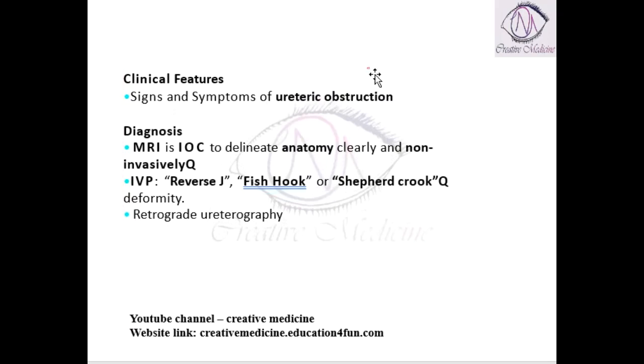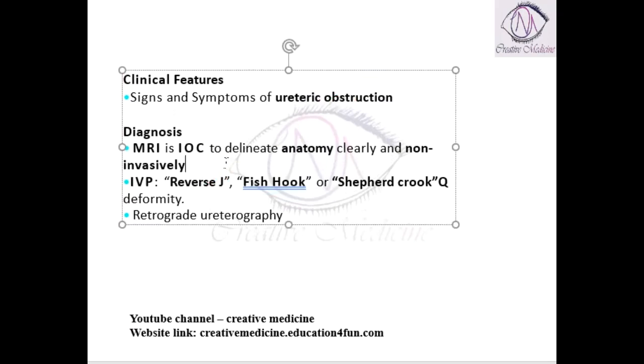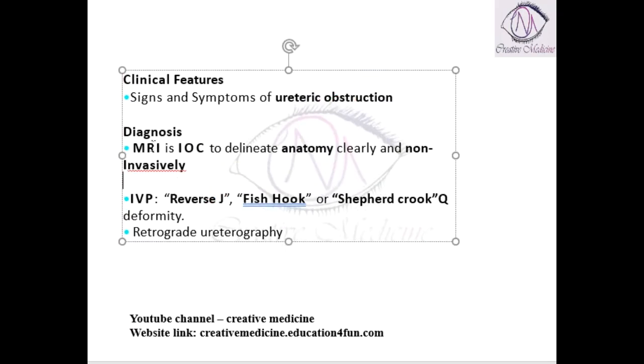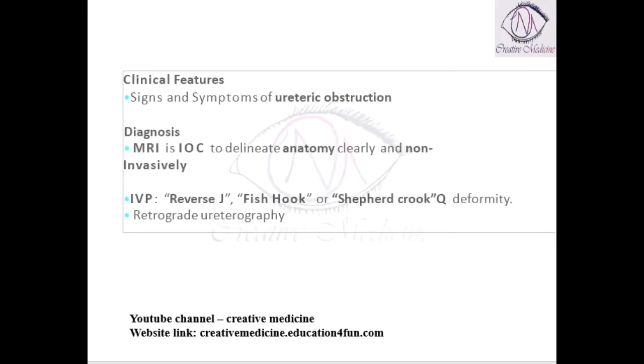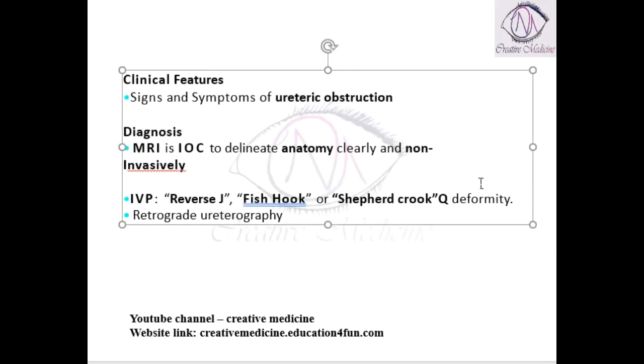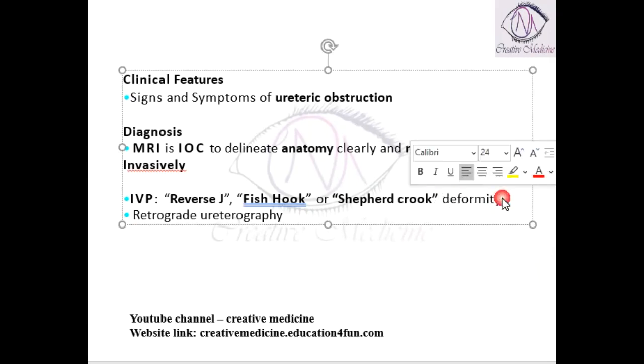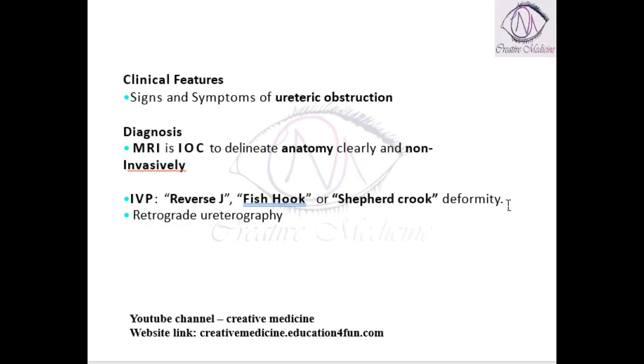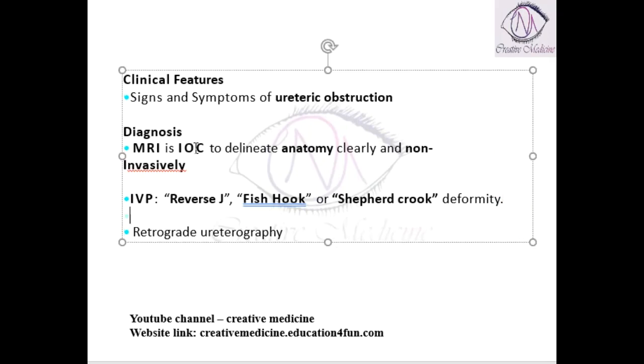Number two, diagnosis. Diagnosis can be done by an MRI. If you do an MRI, you can see the anatomy very clearly, and this is definitely a non-invasive test. So the investigation of choice is definitely an MRI, but we can also do intravenous pyelography.